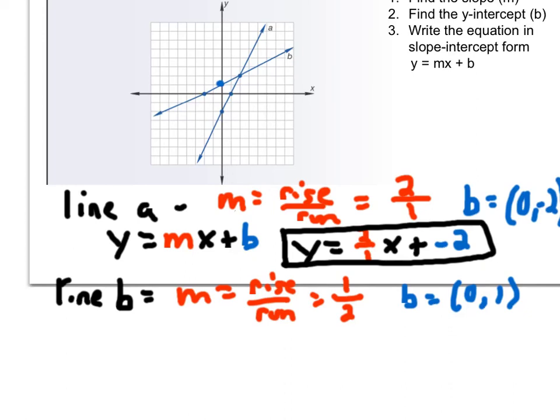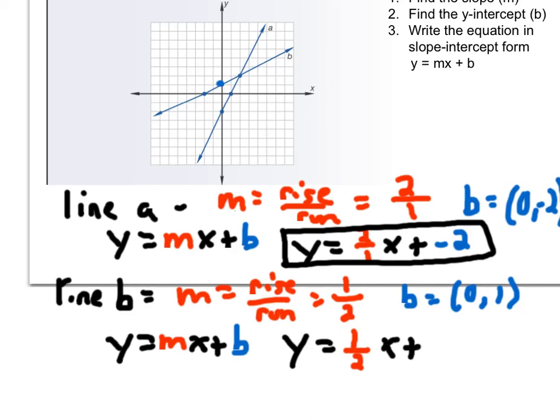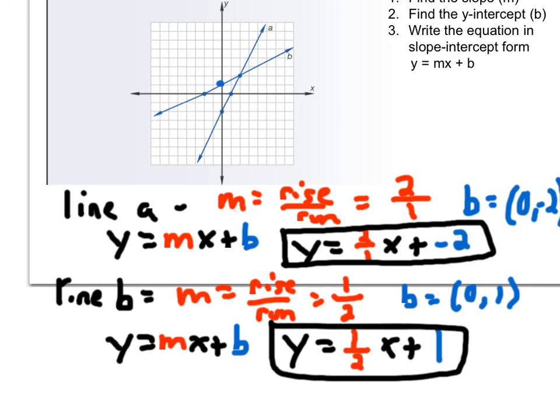Okay, so again, say it with me, y equals mx plus b. Okay, and now we're just going to fill in the stuff we need to know, our m and our b. Okay, so we're going to leave y equals, this time my m is 1/2 times x plus, and this time my b was positive 1. Okay, so the equation of that line is y equals 1/2 x plus 1.